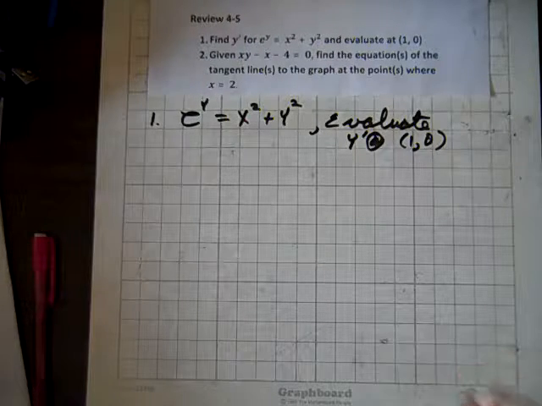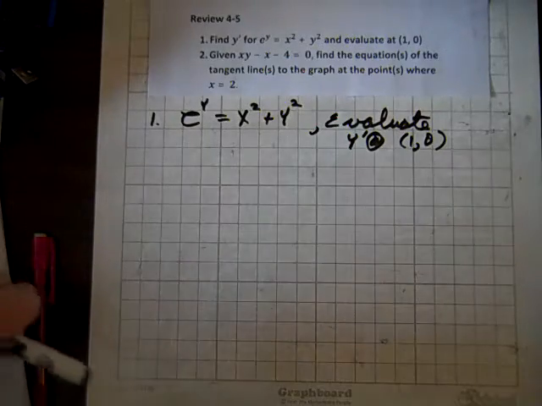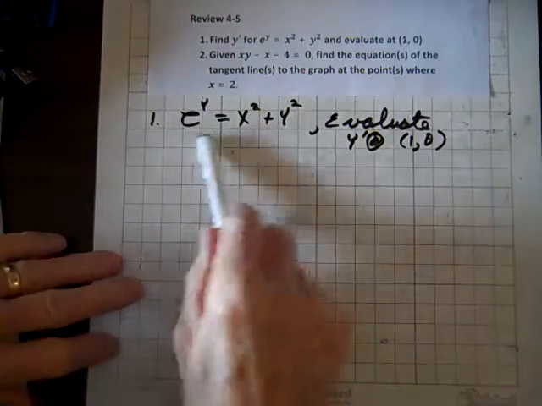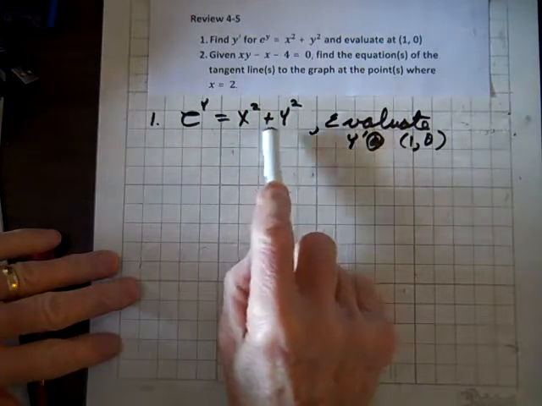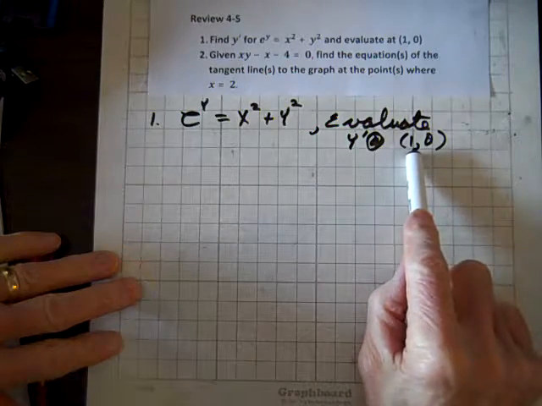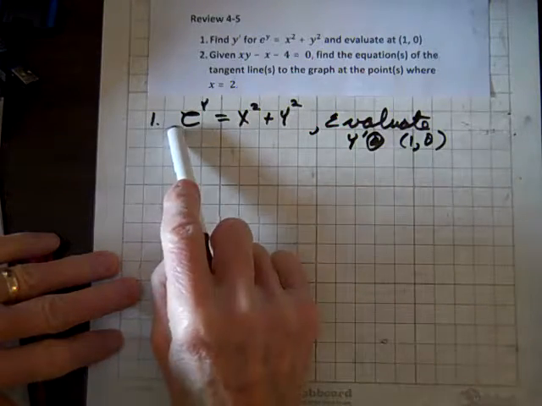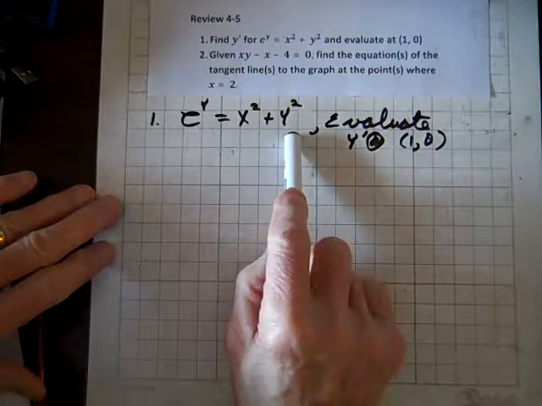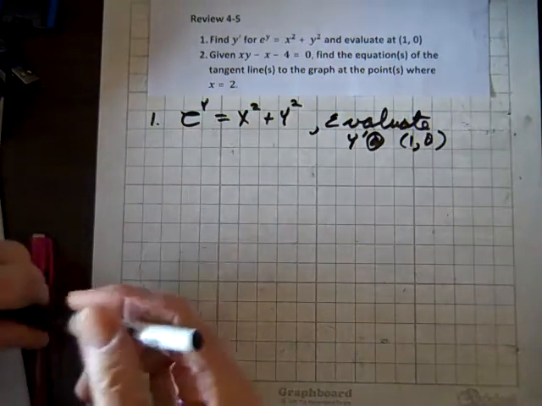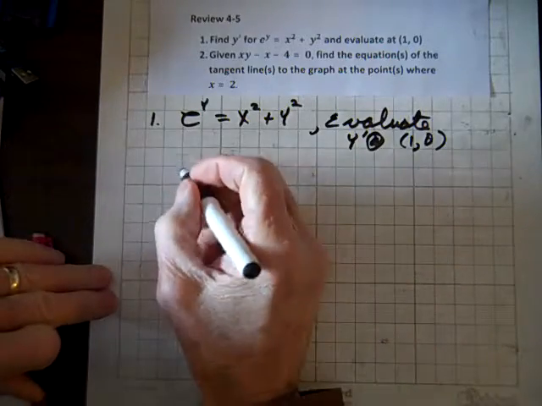Okay, now we're going to do the review for section 4-5, and it gives us this equation here, and we're supposed to evaluate the derivative of this at the point (1, 0). And of course we're using implicit differentiation. y is some function of x. We don't know what it is, so off we go.